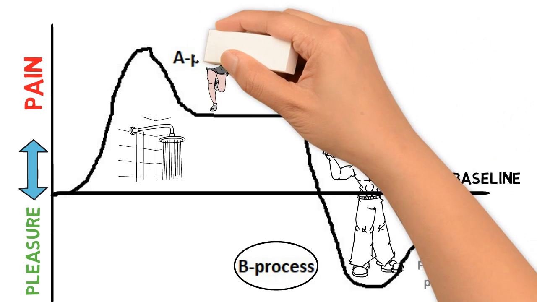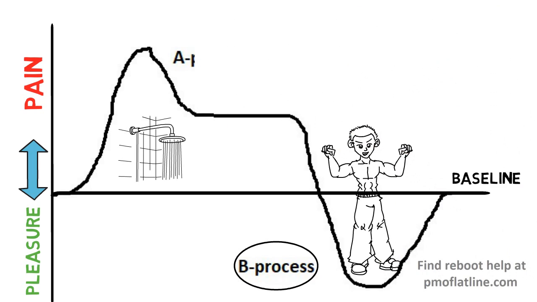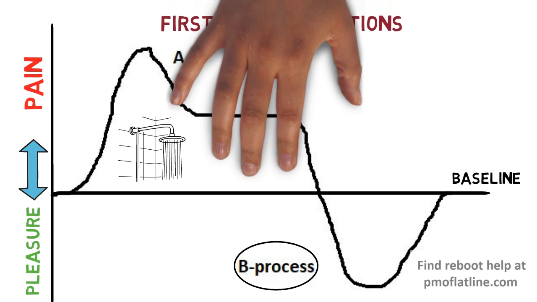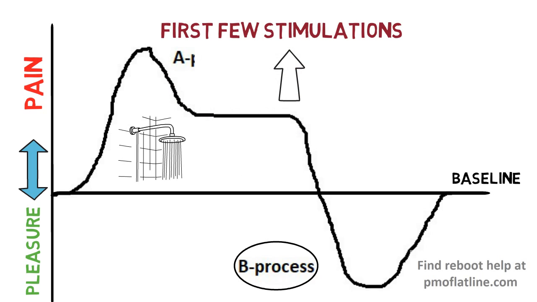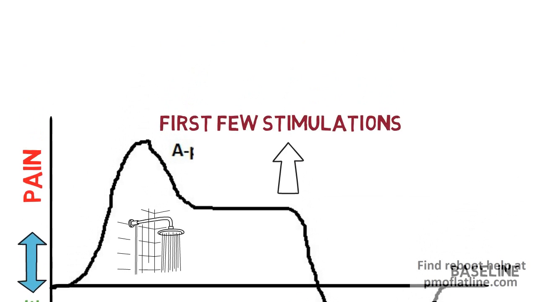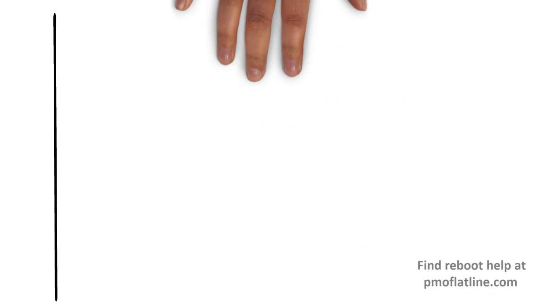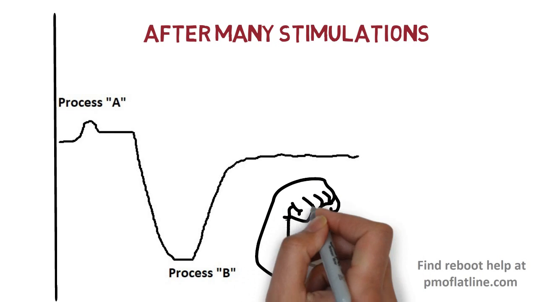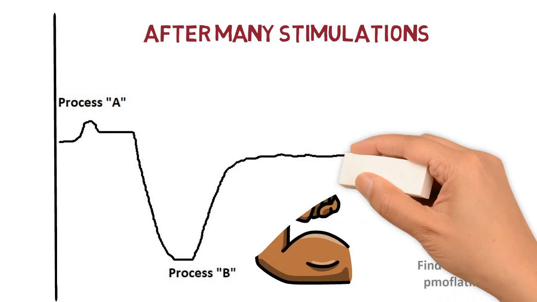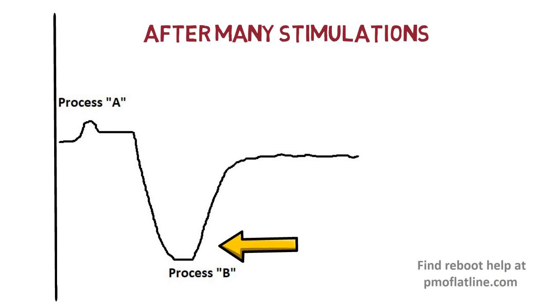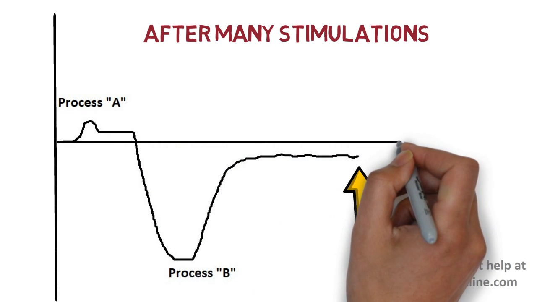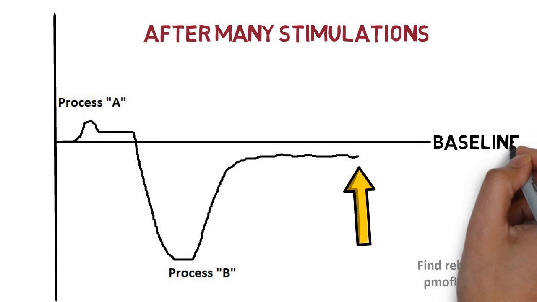Now stay with me here because here comes something super interesting. The graph here only reflects what happens during the first few stimulations. If you keep doing it long term, the graph actually changes and starts to look like this. The A process will become shorter and weaker, and the B process will get stronger and longer. And if you look at the B process now, when it ends, it doesn't even reach up to your baseline level any longer.